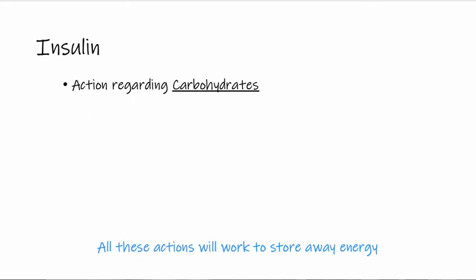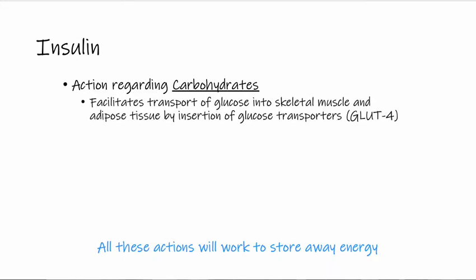So if we look at the actions of insulin regarding different food types, its actions regarding carbohydrates will be that it will facilitate the transport of glucose into skeletal muscle and adipose tissue. And it does so by facilitating the insertion of glucose transporters. The specific transporters here are referred to as GLUT4.